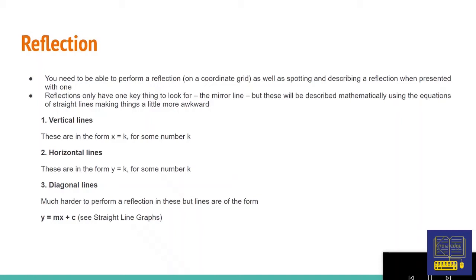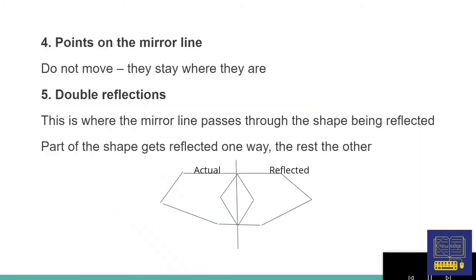Now third is diagonal lines. Much harder to perform a reflection in these, but lines are in the form of y = mx + c, where m is the slope of the line and c is the y-intercept.